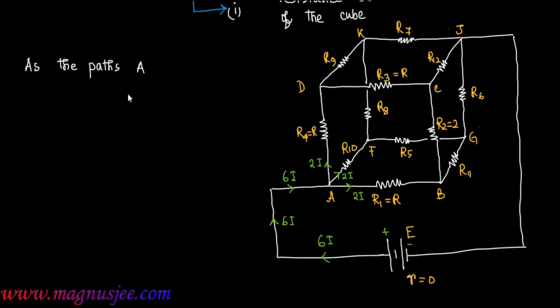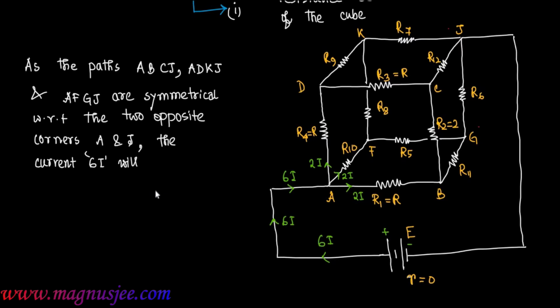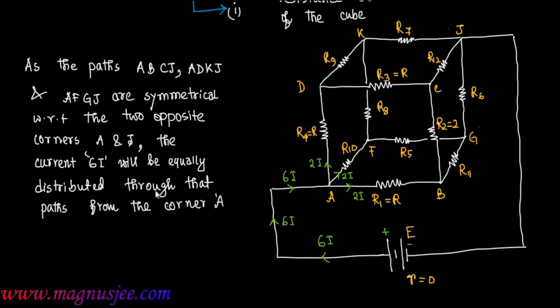Now the paths ABCJ, ADKJ and AFGJ are symmetrical with respect to the two opposite corners A and J. The current 6I will be equally distributed through the paths ABCJ, ADKJ and AFGJ from the corner A.